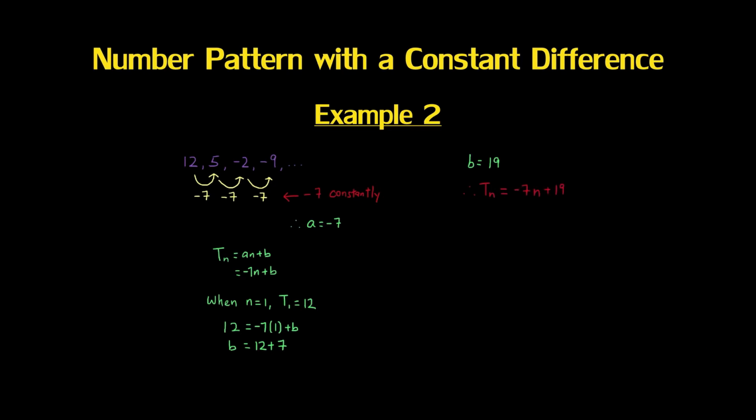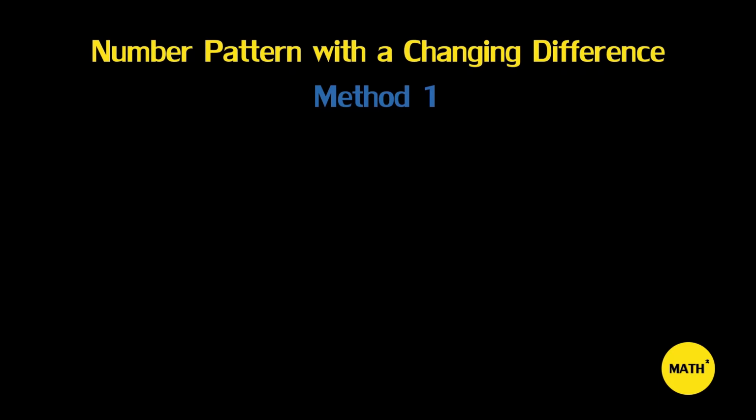So we can see that a is basically the difference between two consecutive terms. Do note that this applies only if the difference between any two consecutive terms in the number pattern is the same. Next, we will move on to number patterns that are more complicated, where the differences between the terms are no longer the same. Suppose we have this number pattern: 5, 8, 13, 20, 29, and so on.